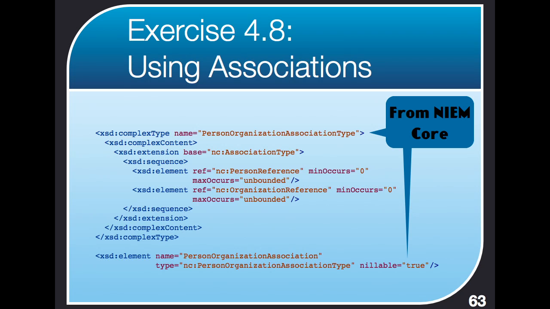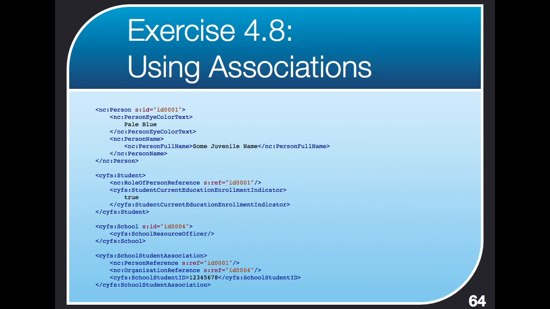So now, using everything that you've seen so far, the person object, the student role, and the school student association, show us in an instance document how you would link all of this together. So here's our solution, and as you can see, we're starting to get a lot of stuff here. At the top we have the person object, that's our person, and they have that ID of ID 0001, again, not meaningful outside of the context of this document, it's just an internal unique ID, and they've got eye color and they've got a name.